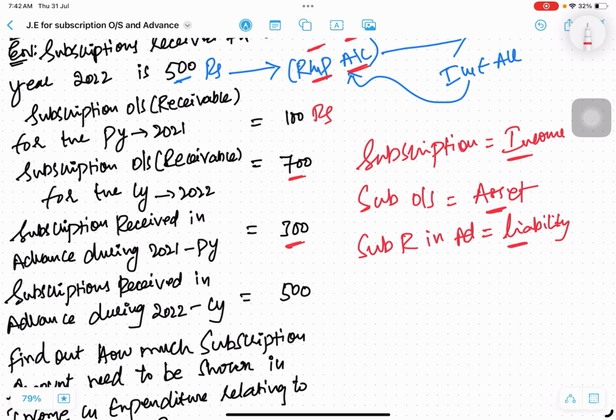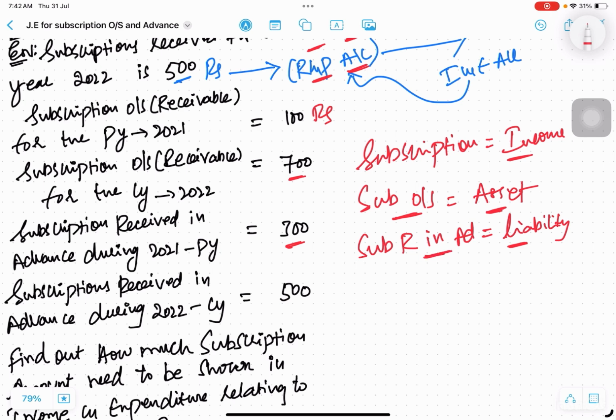Why? How? Subscription outstanding is the asset. Very clear. When income you have right to receive but you haven't received it, that is called asset. Income receivable is an asset. You have right to receive but you haven't received the income, that is called asset. In the same way, subscription outstanding is also an asset.